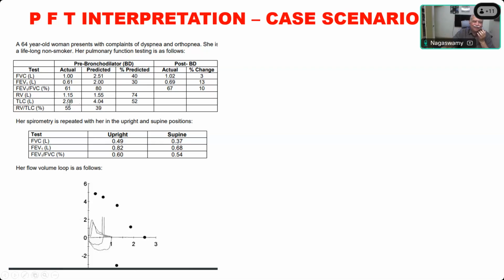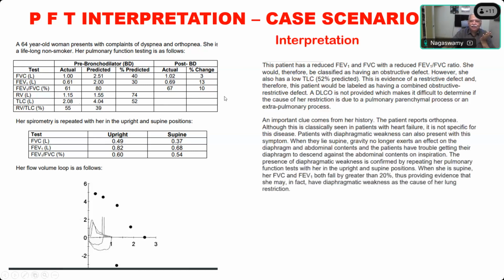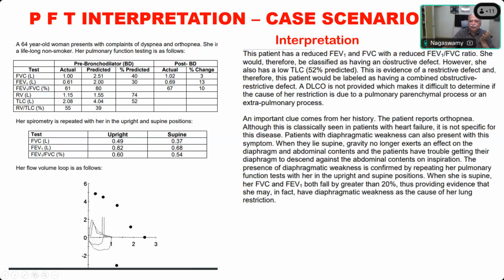See, when the TLC is also low along with the reduction in FVC and FEV1, it should be a mixed disorder. The patient has a reduced FEV1 and FVC, therefore classified as an obstructive defect. However, she has a low TLC also, which is evidence of a restrictive defect. So this should be termed as a combined obstructive restrictive defect. Now a DLCO is not provided, which makes it difficult to determine if the cause of restriction is due to a pulmonary parenchymal process or an extrapulmonary process.